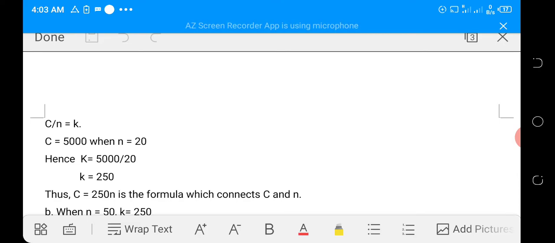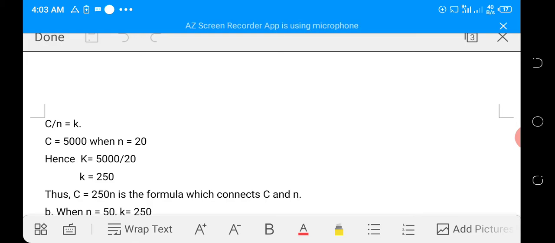Then let's go back to the formula. C is equal to KN. Substituting for K, we have C is equal to 250N. And this is the formula which connects C and N. The formula which connects C and N is also known as the relationship between C and N. It can also be called the formula connecting C and N.